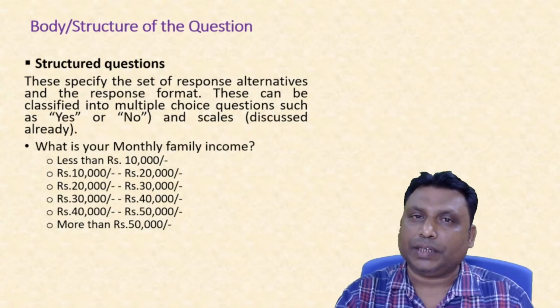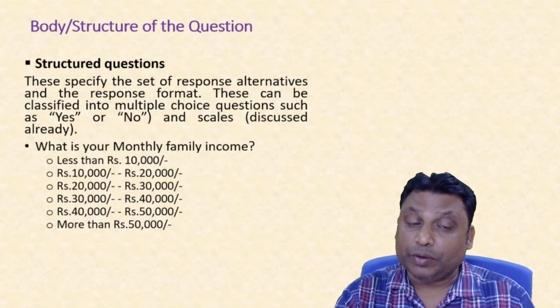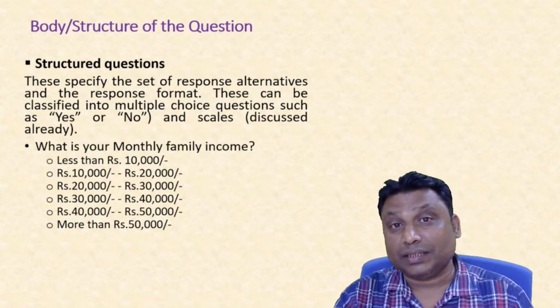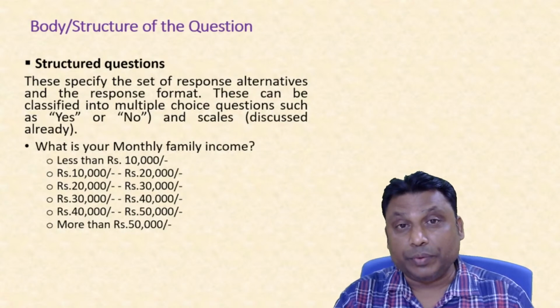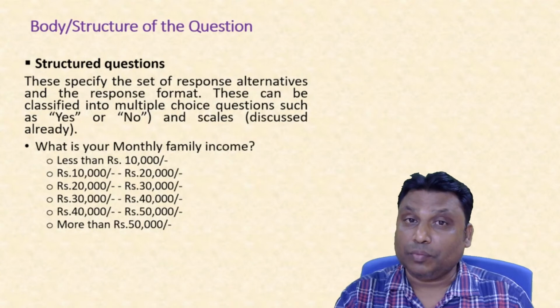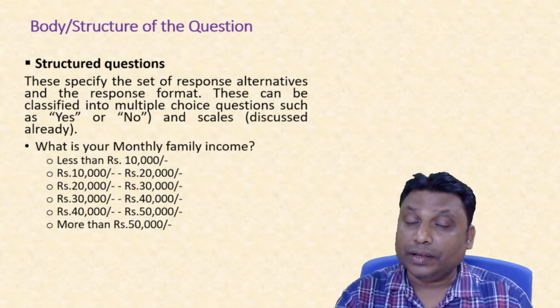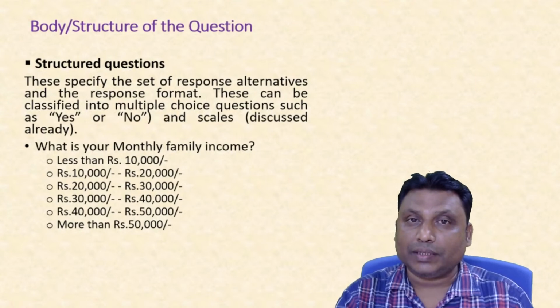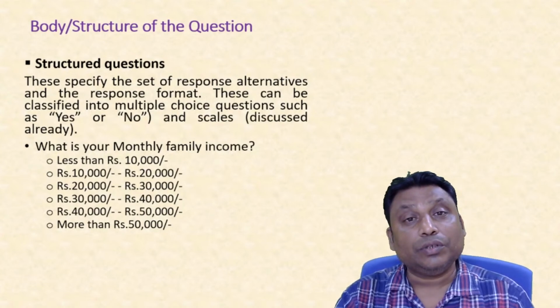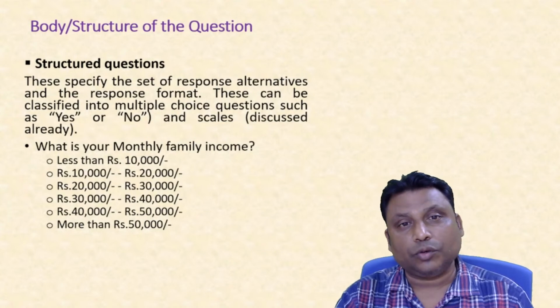What should your objectives be? Accordingly, you can put your scales. Sometimes you can put the nominal scale, yes or no. Sometimes you can put the ordinal scale. Sometimes you can put the interval scale, and sometimes you have to put the ratio scale. Already in the last class we discussed everything: when you use the nominal scale, the ordinal scale, the interval scale, the ratio scale, and other techniques also.